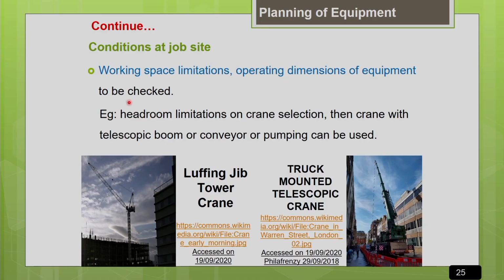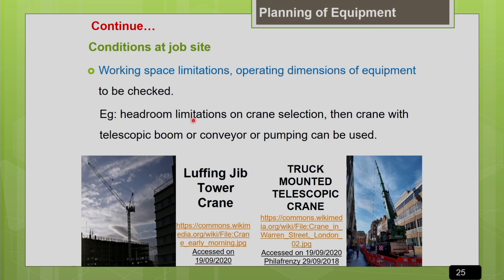So another important thing which we need to consider is your working space limitations, and you have to look into the operating dimensions of the equipment which you are planning to select. So whether there is sufficient space for the equipment to fit in your project site. That is a very important factor to be decided before planning for the purchase of a machine. So you have to visit your project site and you have to see whether there is any working space limitation or working space constraint with respect to the equipment size. These kind of issues very often we face with respect to crane selection.